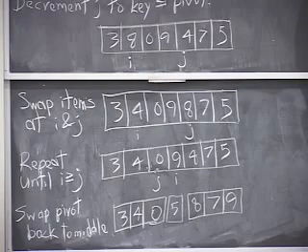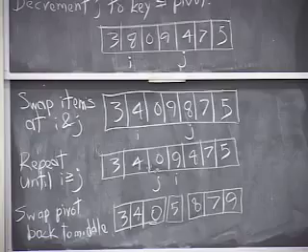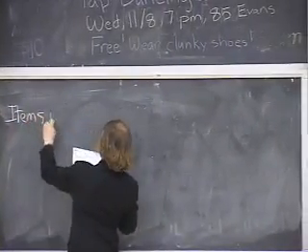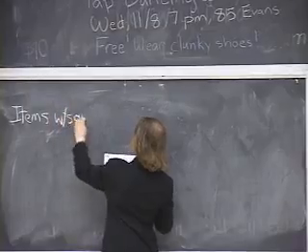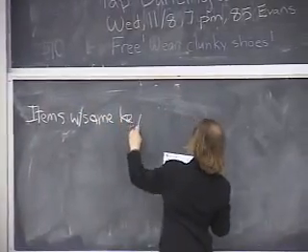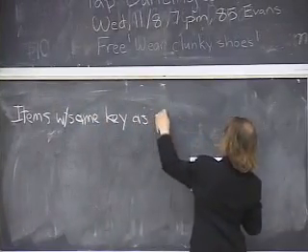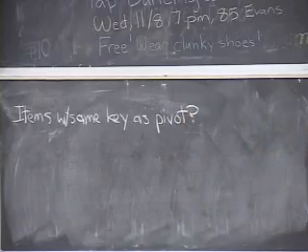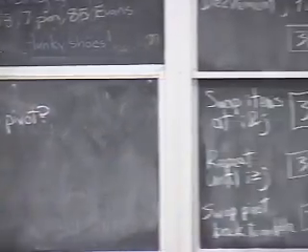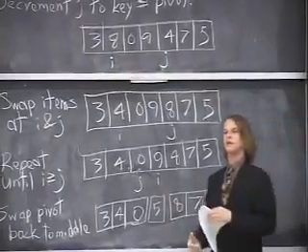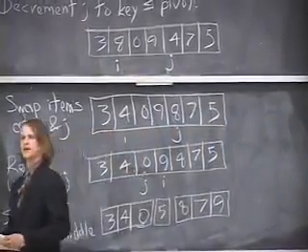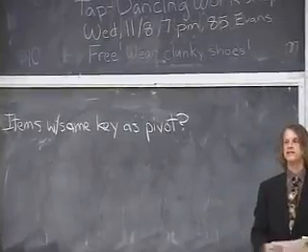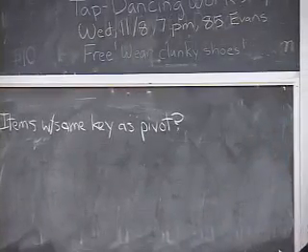So what do we do with keys equal to the pivot? Well, what this rule says is that we stop at them and we swap keys equal to the pivot. And that might seem strange to you. Why do we swap a key that could go into either the left side or the right side equally well? Why not just leave it where it is?